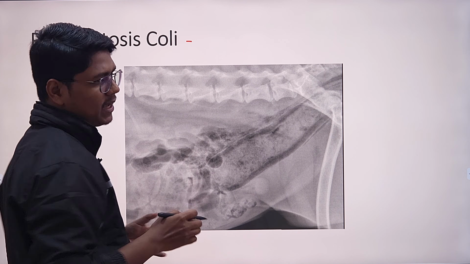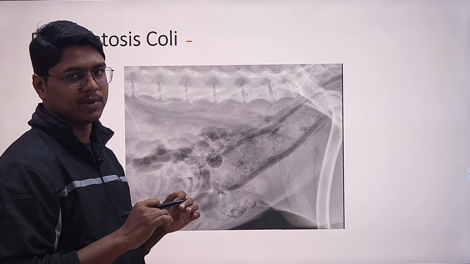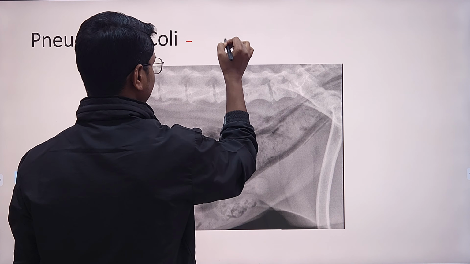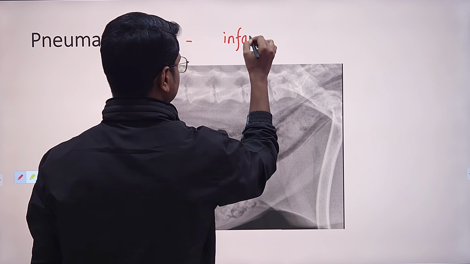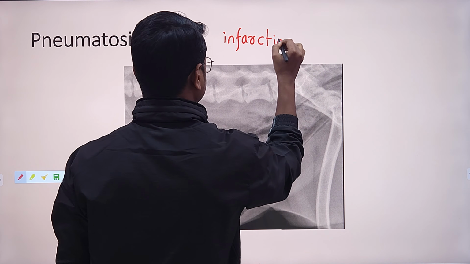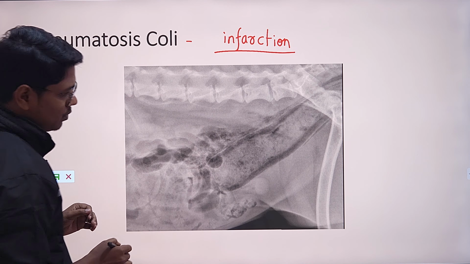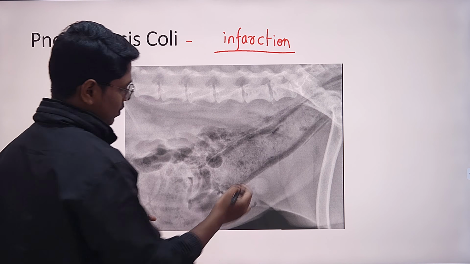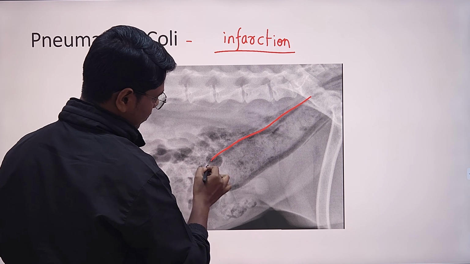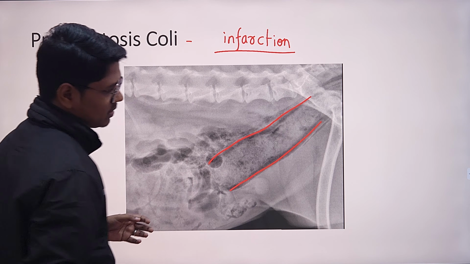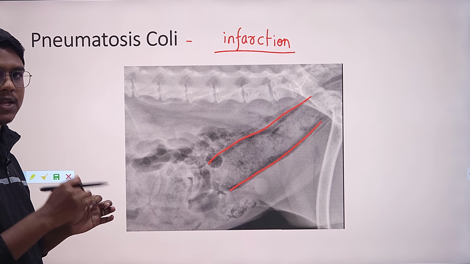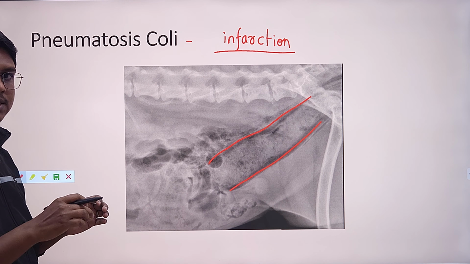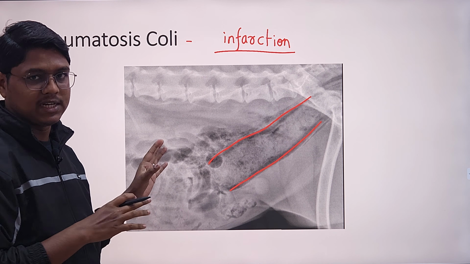Pneumatosis coli may not be clinically significant in all cases, but it is usually found when there is infarction of the intestines. What will the radiography finding be? You will find gas opacity in the wall of the colon. You can see clearly the gas opacity in the wall of the colon. This is known as pneumatosis coli. It may not be clinically significant, but if there is some intestinal disease and there are clinical symptoms, then it becomes clinically significant.